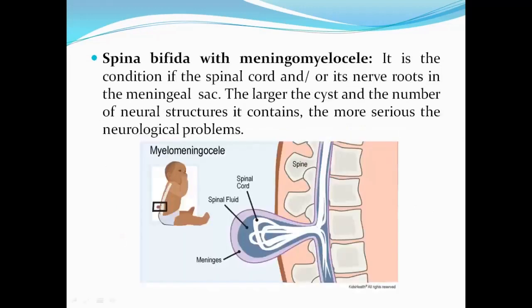The last one is spina bifida with meningomyelocele. It is the condition in which the spinal cord or its nerve roots are in the meningeal sac. The larger the cyst and the number of neural structures it contains, the more serious the neurological problem. Okay, so here again there will be a bone defect, and because of that there will be a bulge, and in the bulge along with the spinal fluid there will be the meninges as well as the spinal cord protruding into the bulge, which might be more painful.